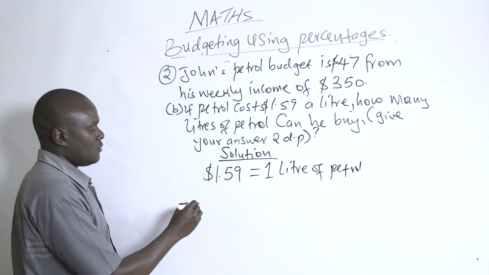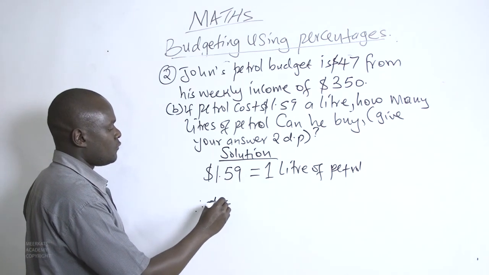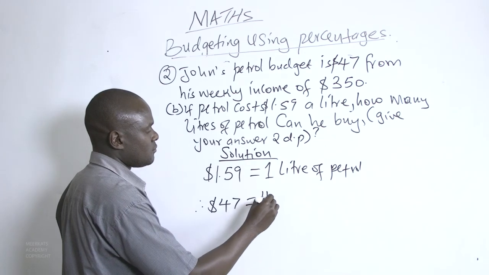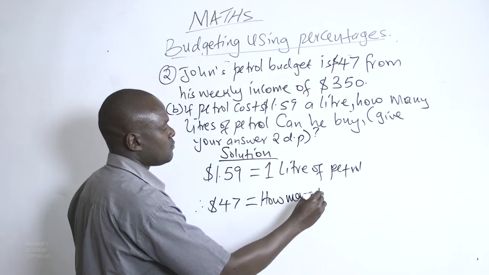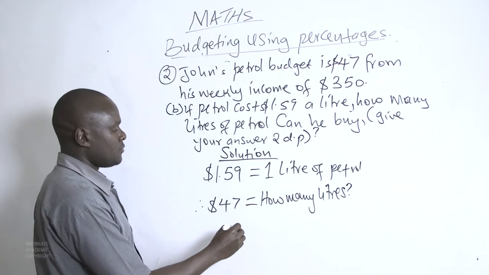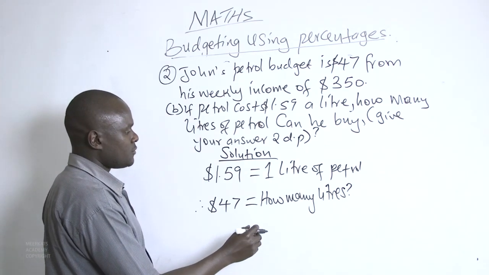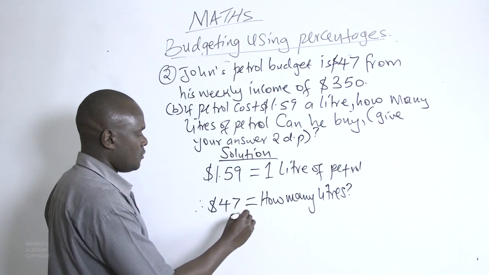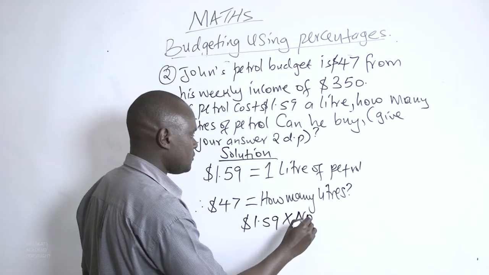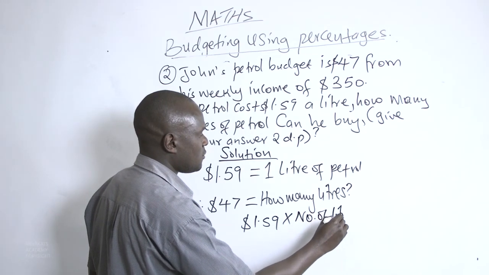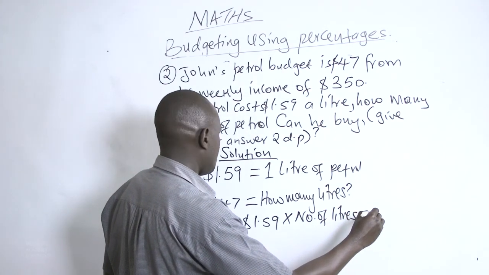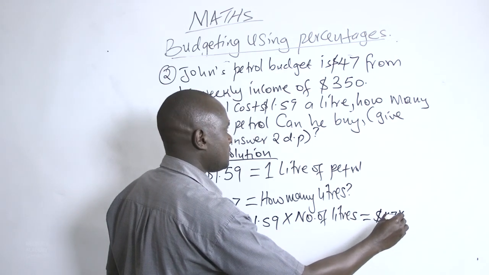What about $47? This will buy how many liters? When we apply cross multiplication, 1.59 multiplied by the number of liters to be bought should be equal to $47 multiplied by 1 liter.